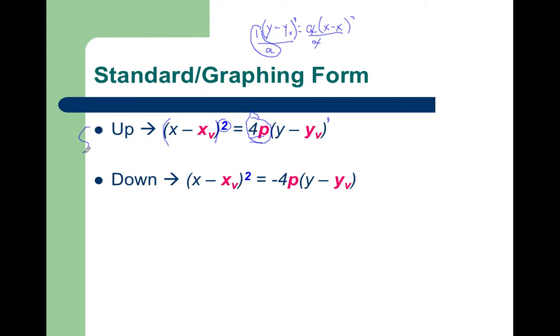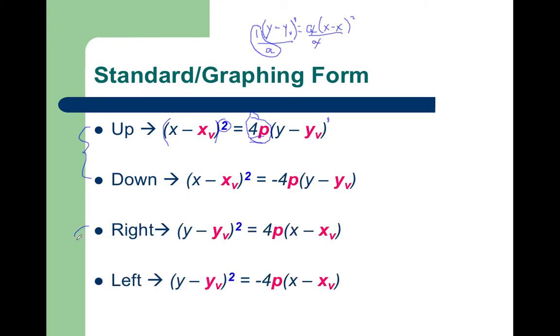So remember, this is one form for your uppy-downy. And then here's your next forms for your righty-lefties. Notice the difference is that for righty-lefty, the y stuff is squared and the x stuff is linear. But remember, the dilation factor always goes over with the linear stuff when we're in conic land, right? This is conic land.